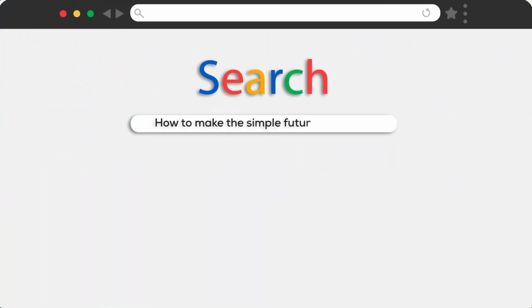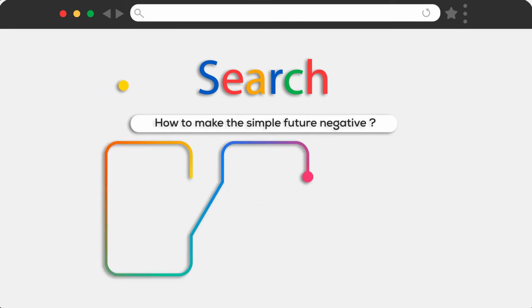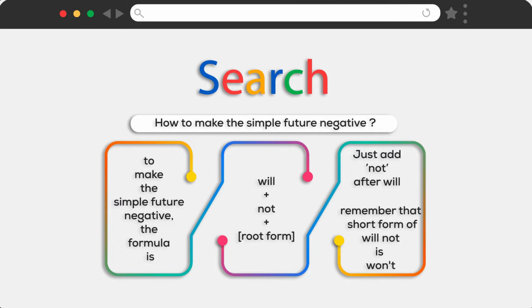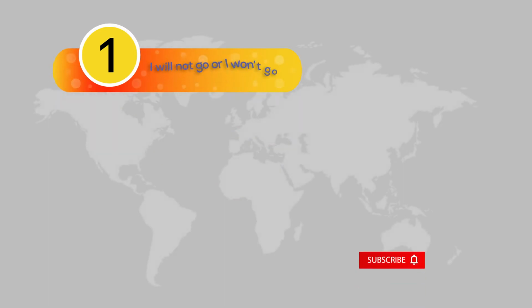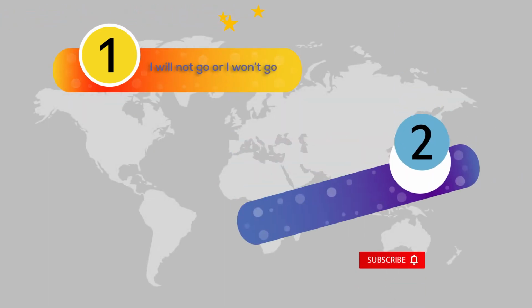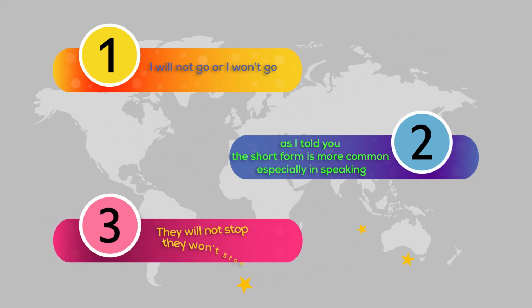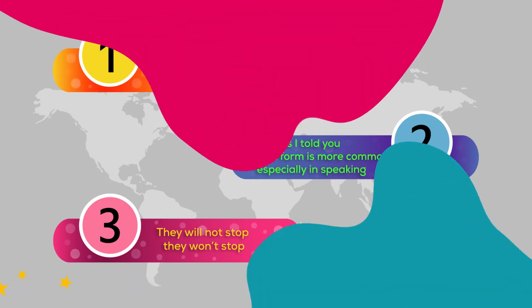How to make the simple future negative? To make the simple future negative, the formula is will plus not plus root form. Just add not after will. Remember that short form of will not is won't. I will not go or I won't go. As I told you, the short form is more common, especially in speaking. They will not stop. They won't stop.